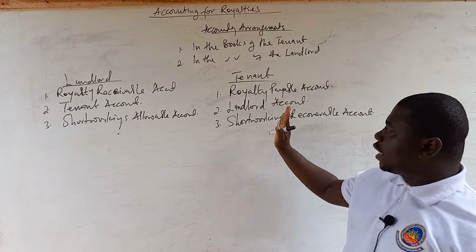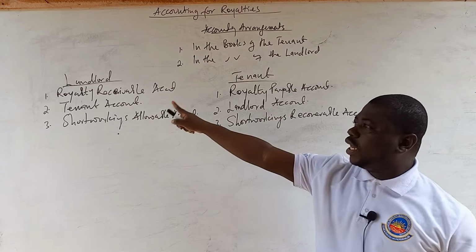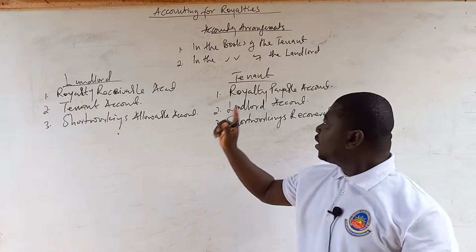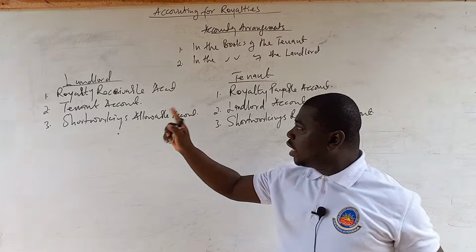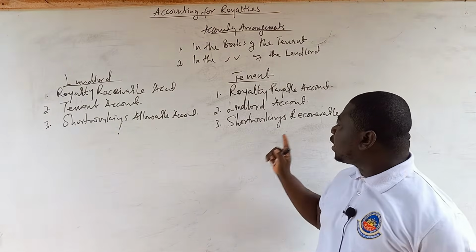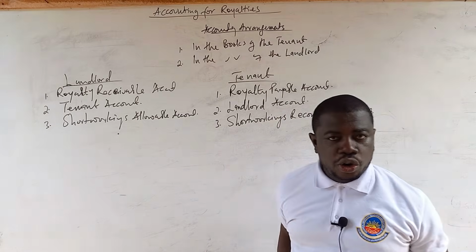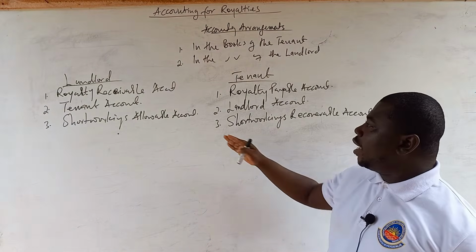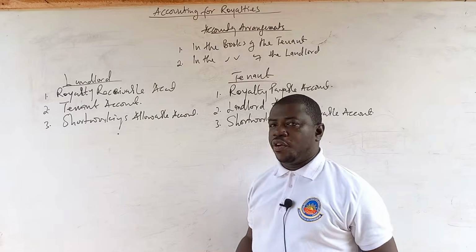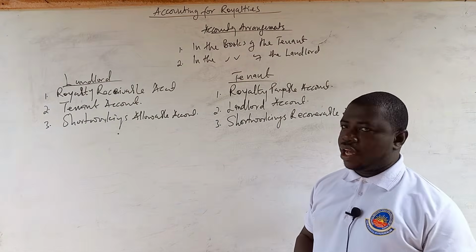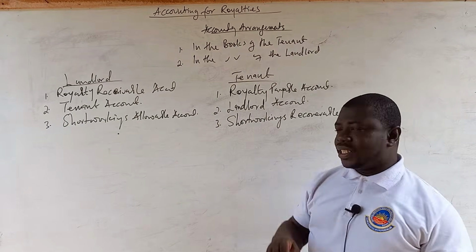So look at the difference. The tenant is preparing royalty payable, landlord is preparing royalty receivable. Tenant prepares landlord account, landlord prepares the tenant account. The tenant prepares short workings recoverable because he will be hoping to recover all those short workings that I explained to you. And then the landlord will also allow him to recover. So short workings allowable account. And then that is the accounting treatment.